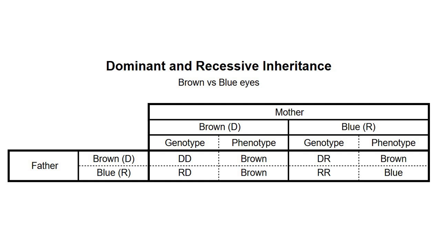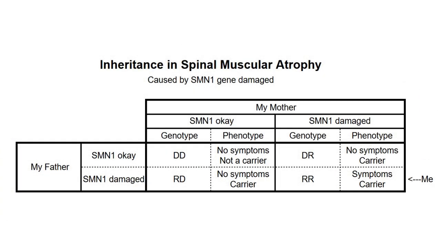My disability is caused by a disease known as spinal muscular atrophy, or SMA for short. It's a recessive condition, so my parents were both carriers. They each had a genotype of either DR or RD. If I'd gotten a D allele from both of them, I would neither have the disease nor carry it. On average, there's a 25% chance of that happening.